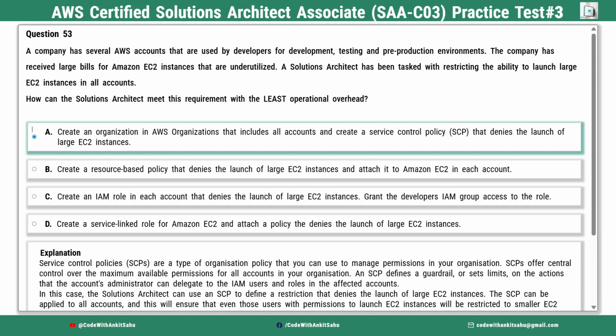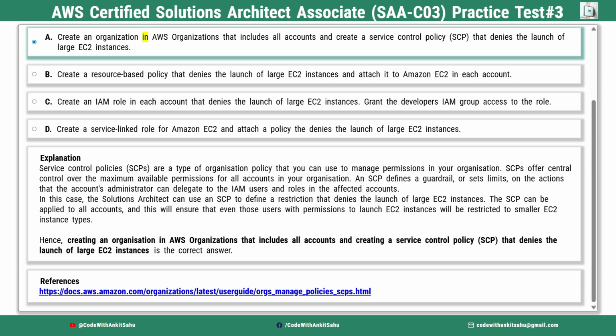Correct answer: Option A. Create an organization in AWS Organizations that includes all accounts and create a service control policy, SCP, that denies the launch of large EC2 instances. Explanation: service control policies, SCPs, are a type of organization policy that you can use to manage permissions in your organization. SCPs offer central control over the maximum available permissions for all accounts in your organization. An SCP defines a guardrail, or sets limits, on the actions that the account's administrator can delegate to the IAM users and roles in the affected accounts.